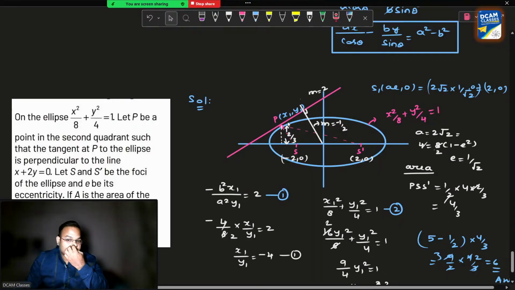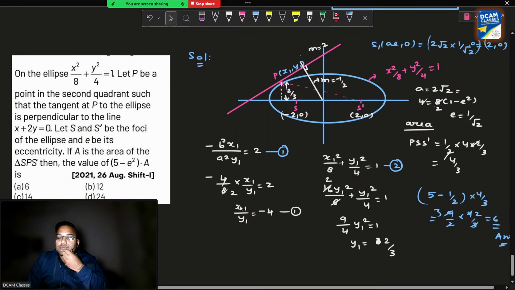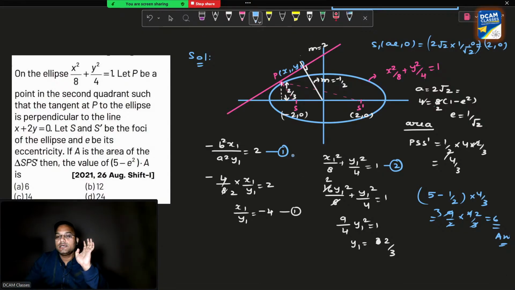Now the slope of the tangent we know. At any point x1, y1, the tangent slope is minus b square x1 by a square y1. So from this, b square is 4, a square is 8. So from this, we'll get a relation in x1 and y1. Also, we know x1, y1 lies on the ellipse, so it should satisfy it. And then what I did was, using equations 1 and 2, I tried to find out the value of y1. That's all. I was not at all concerned with the value of x1. Why?